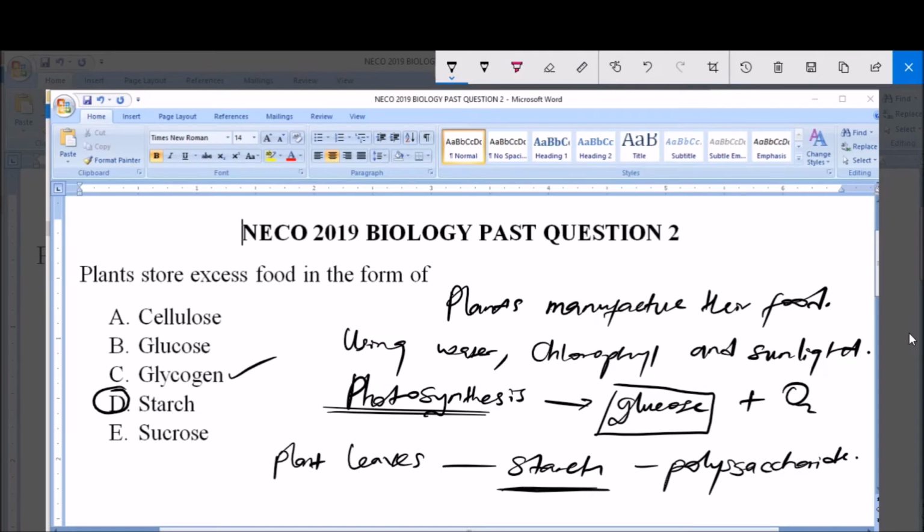Now, glycogen is stored in animals, not plants. Glycogen is stored in animals, so it is not correct. And glucose is the what? Food produced, but they say the food was stored, that is, plant stores excess food in the form of starch. So starch is the correct answer to this question, which is option D.